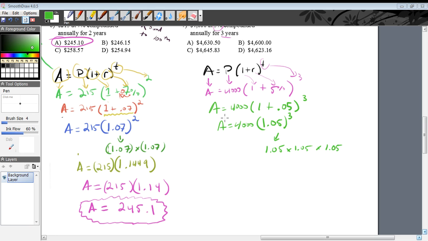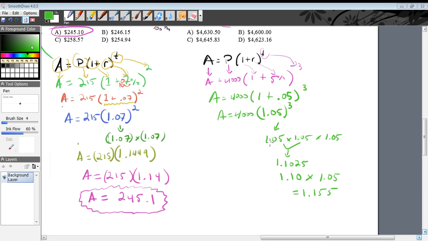Okay, so 1.05 times 1.05 is going to give you 1.1025. Round this to the nearest 100th: 1.10. And now multiplying this, since we rounded, by 1.05 is going to be 1.155.